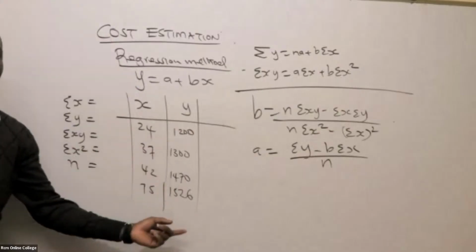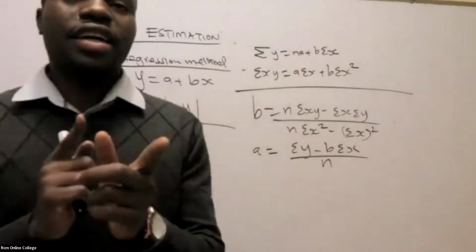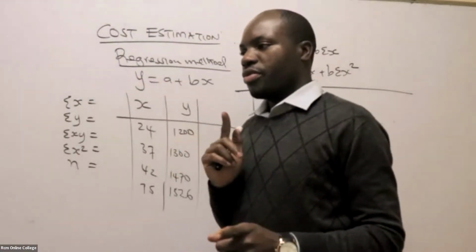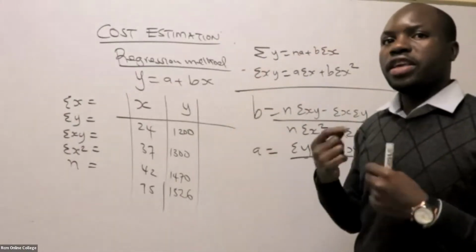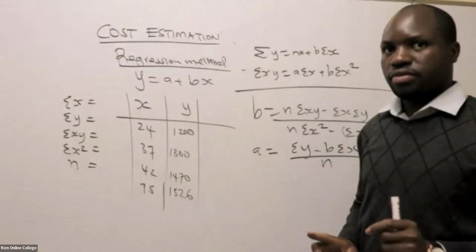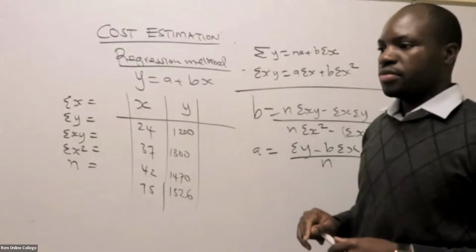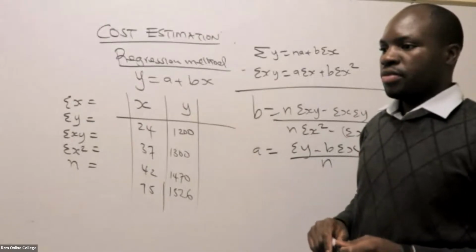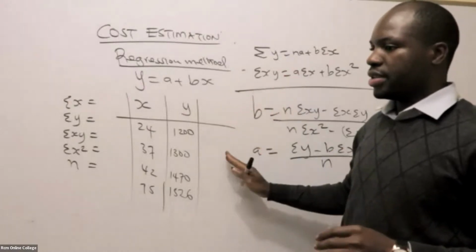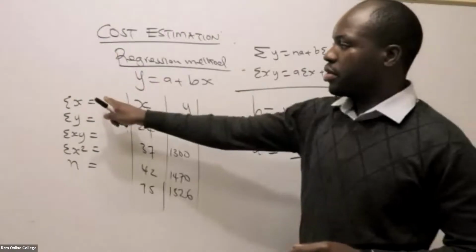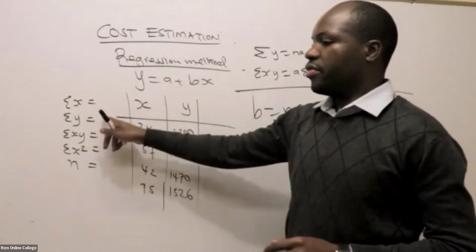That is what you are required to do at this level. When you now get to advanced management accounting, you'll be given a question of this kind, or you are given a computer output to be able to solve the same thing. In this case, if you use a calculator, what we get from the calculator are these figures.